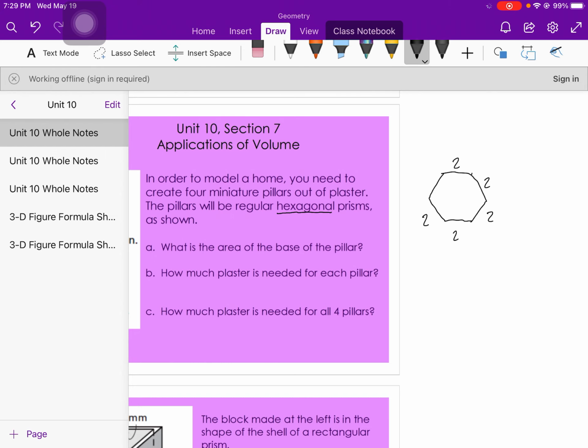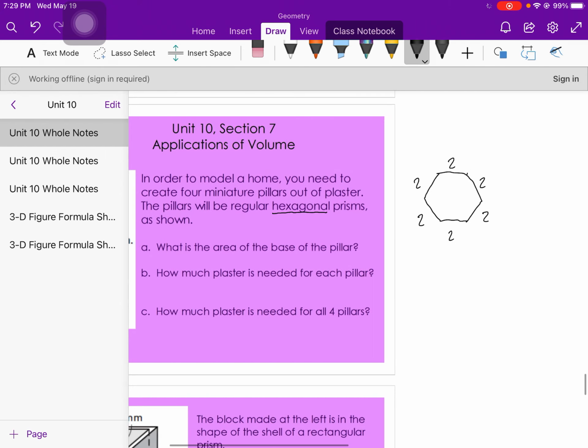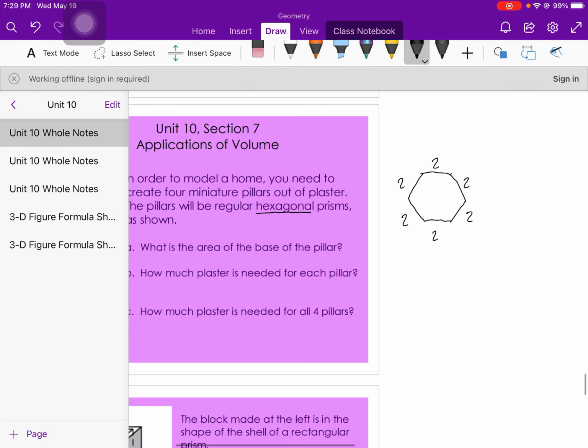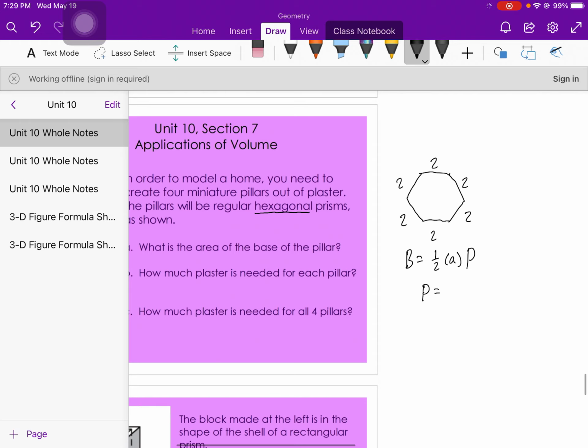So each of these sides is 2. And then we want to find the area. So we need to use the apothem formula. So that's 1/2 lowercase a times the perimeter. Perimeter is pretty easy to find. It's just going to be 2 times 6, which is 12. The apothem, we got to do a little bit of work.